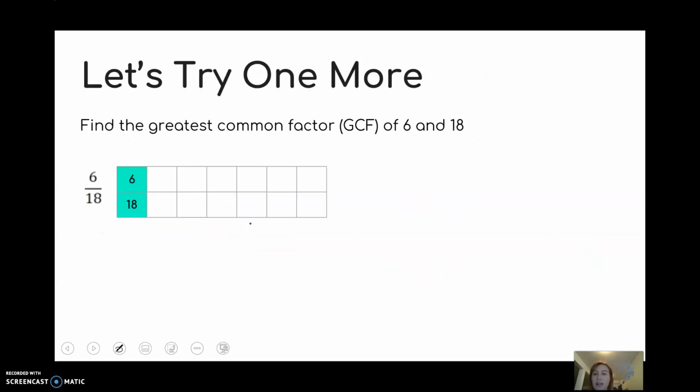Let's try one more. We're going to find the greatest common factor, or GCF, of 6 and 18. I'm going to start with 6, and I know that 1 times 6 equals 6. I'm going to try 2, and I know that 2 times 3 equals 6. And 4 does not. 5, nope. So that's it. So our numbers are 1, 2, 3, and 6.